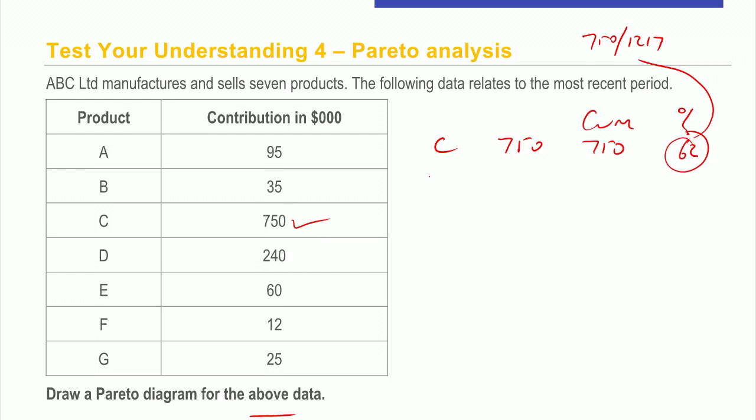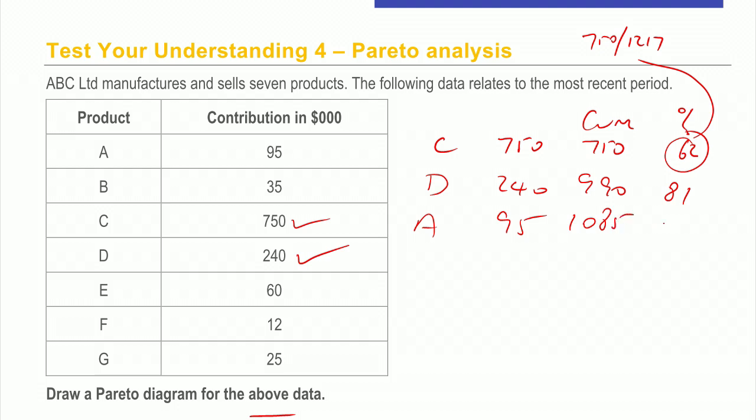Our next most profitable one is D, next biggest number. So that's another 240 on there. That makes that 990 in total, and that covers 81% of the value. So there's the 80-20 idea we can see again, more or less. That's D done. The next biggest one is A, 95. And by the time we add that one in, our cumulative is now up to over 1,085, and that's 89%. So that's A done.